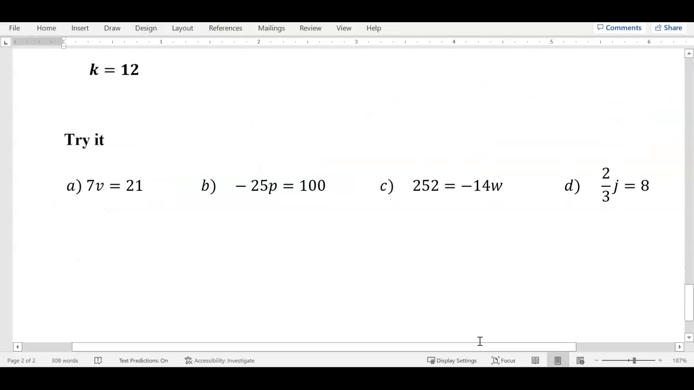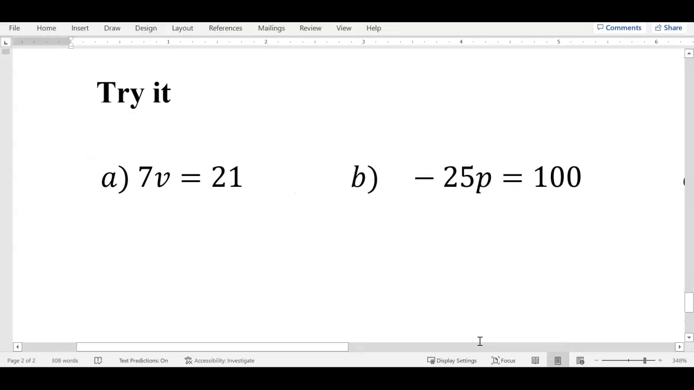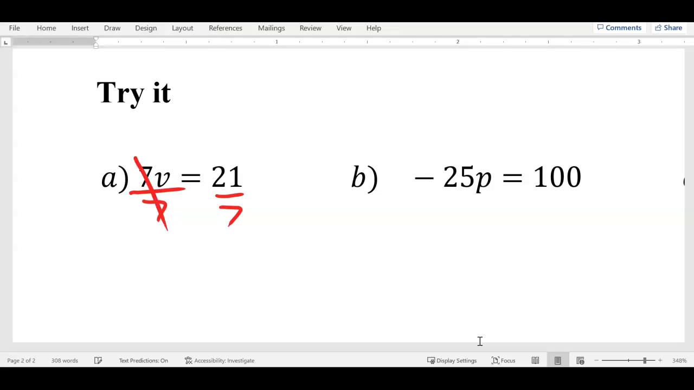So, let's try it. Letter A. I'm solving for what variable here? The variable is v. What do I have to get rid of next to it? 7, which is being multiplied, right? 7v means 7 times v. How do I get rid of that? Good. So if it's being multiplied, the opposite is to divide. So anytime you have a coefficient, you have to divide on both sides. Those 7's cancel out, and I bring down my v, I bring down my equals. What's 21 divided by 7? 3.